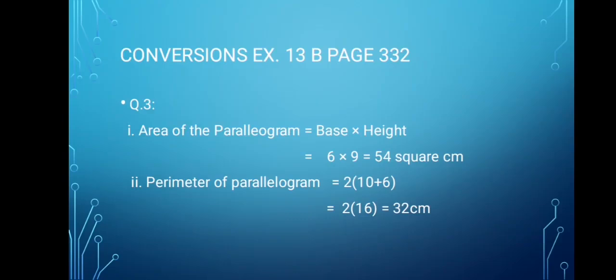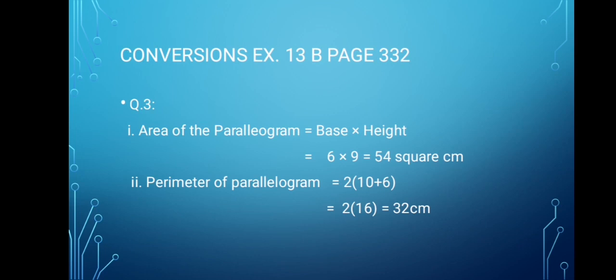Now let's have a look at question number 3. A figure is given to us and that is a parallelogram, and we are required to find out the area of that parallelogram, and secondly we have to work out the perimeter of that parallelogram. In the first part, we know the formula of area of a parallelogram is base multiplied by height. So 6 multiplied by 9, because 6 is the base of the parallelogram. If you just look at the diagram and identify the base and the height of the parallelogram, you will find the base is 6 and the height is 9. So 6 into 9 will give you 54 square centimeters.